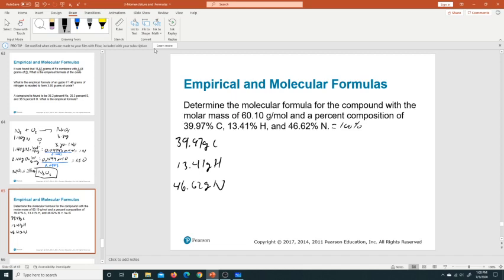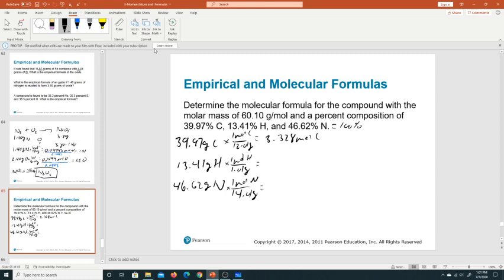Same steps as before. Divide by the atomic weights to find moles. 1 mole of C is 12.01 grams, 1 mole of H is 1.01 grams, and 1 mole of N is 14.01 grams. Alright, so 39.97, divide that by 12.01, that is equal to 3.328 moles of C.